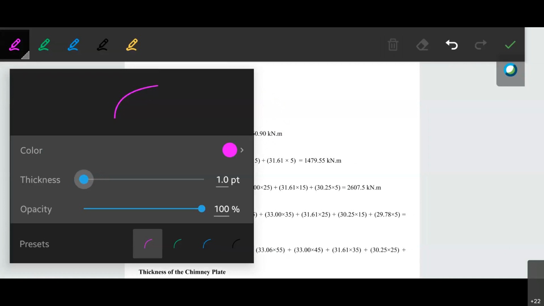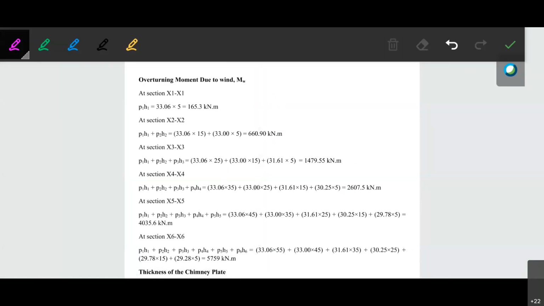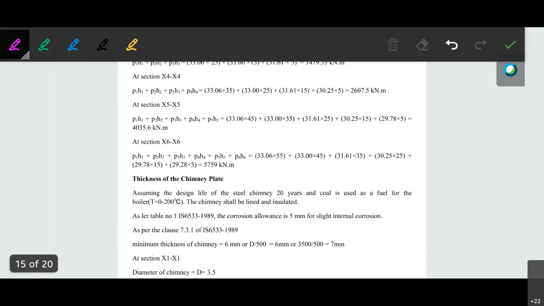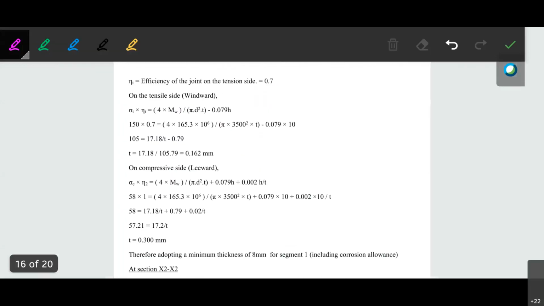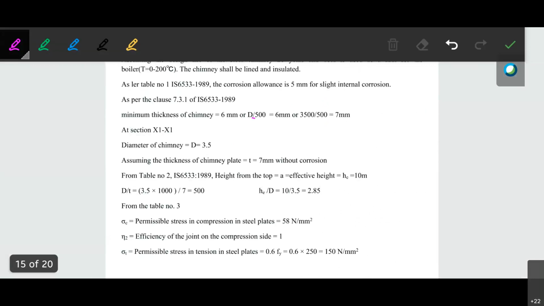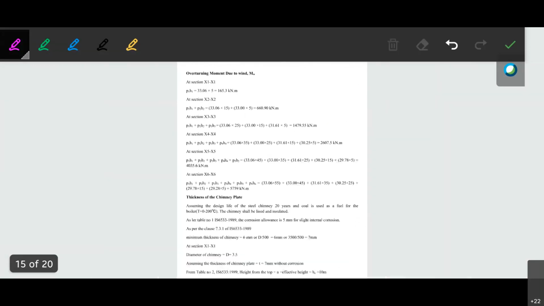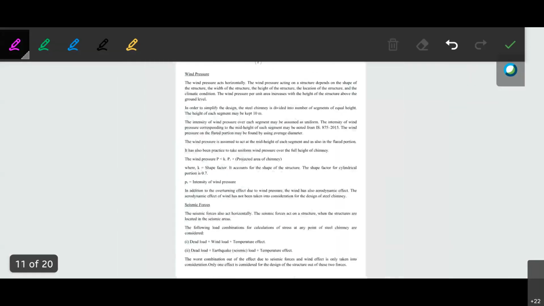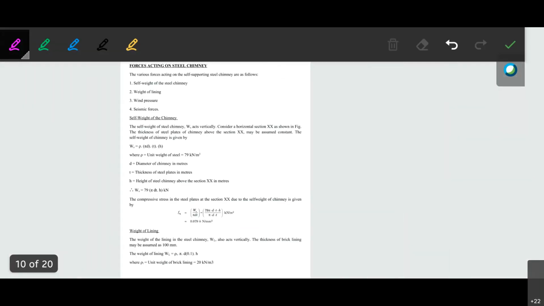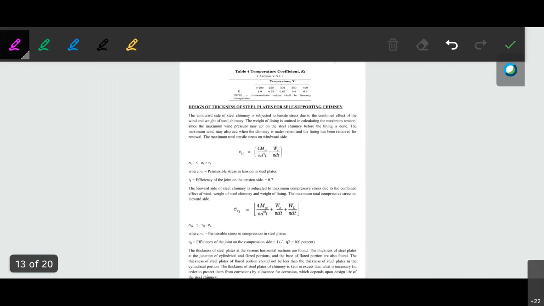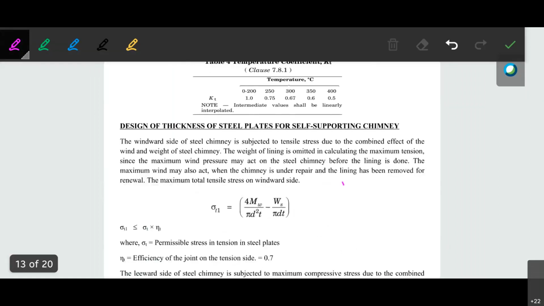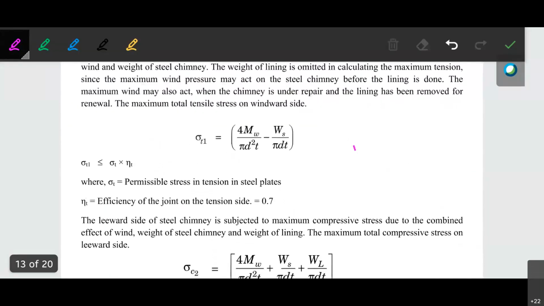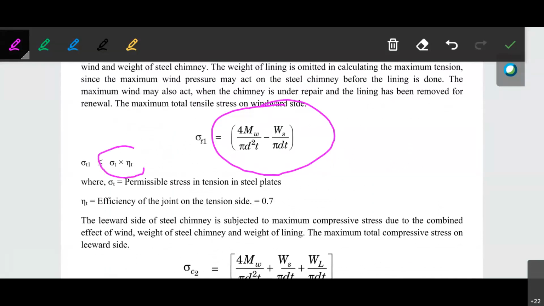Okay, what should be the thickness of that particular plate, that thickness will be there. So now we know the formula, the efficiency of that particular section. We have already seen this particular formula. On the tension side, this particular value should be equal to or less than sigma t multiplied by nt. Okay, that is the permissible stress in the tension and the efficiency of the joint on the tension side.